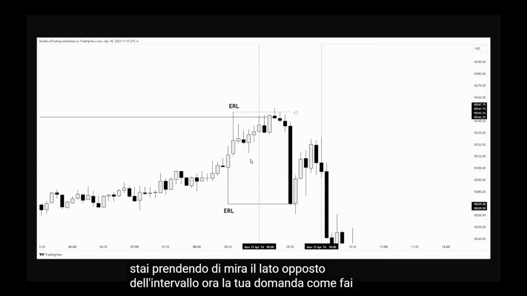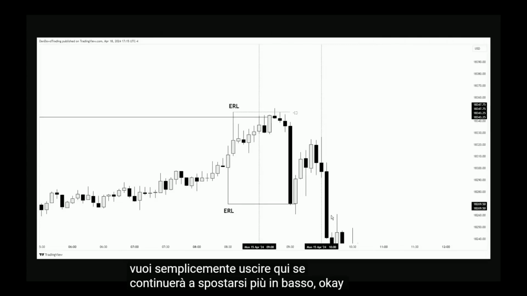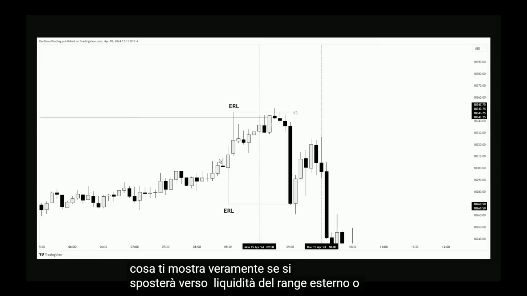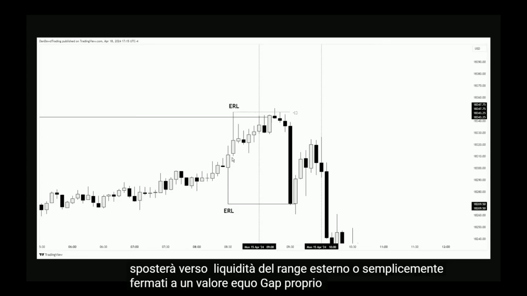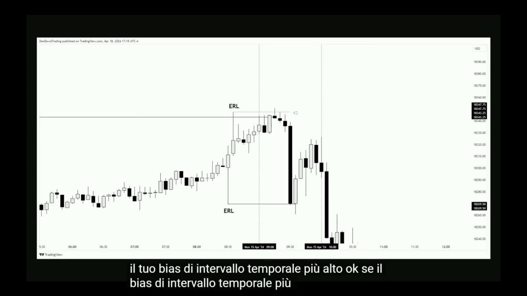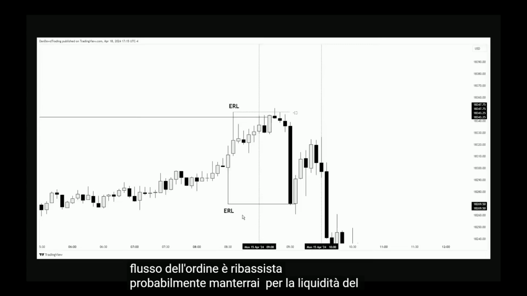Now your question: how do you know if it's just going to target this fair value gap here or if it's going to run all the way lower? Because you don't want to just get out here if it's going to continue to move lower, and that's going to happen sometimes. But what really shows you if it's going to move to external range liquidity or just stop at a fair value gap right here is your higher time frame bias. If the higher time frame bias is for price to trade lower, we're in a bearish trend, order flow is bearish, you're going to likely hold for external range liquidity.